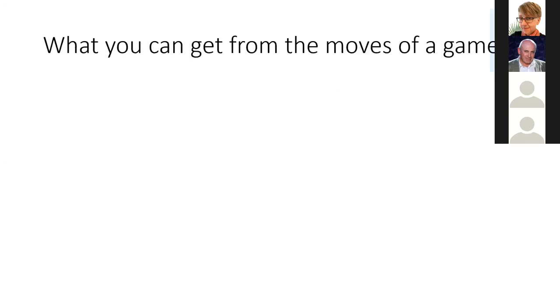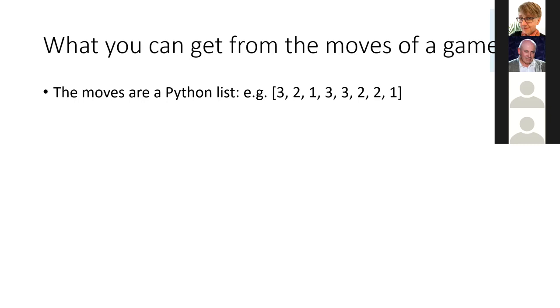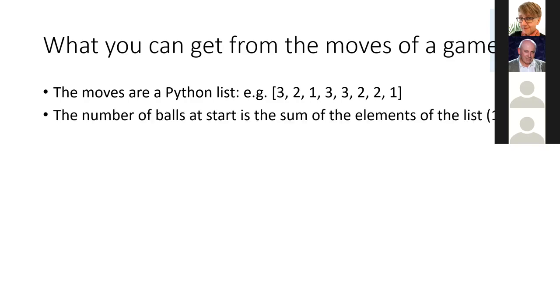Now, why do we do that? Well, what can you get from the moves of the game? Well, the game is just a simple Python list. So, for example, here we have a game where Alice took 3 balls to start with, Bob took 2 balls, Alice took 1 ball, Bob took 3 balls, and so on and so forth. And what can we get from that? Well, how many balls were there to start? We can just add up all the entries in the list.